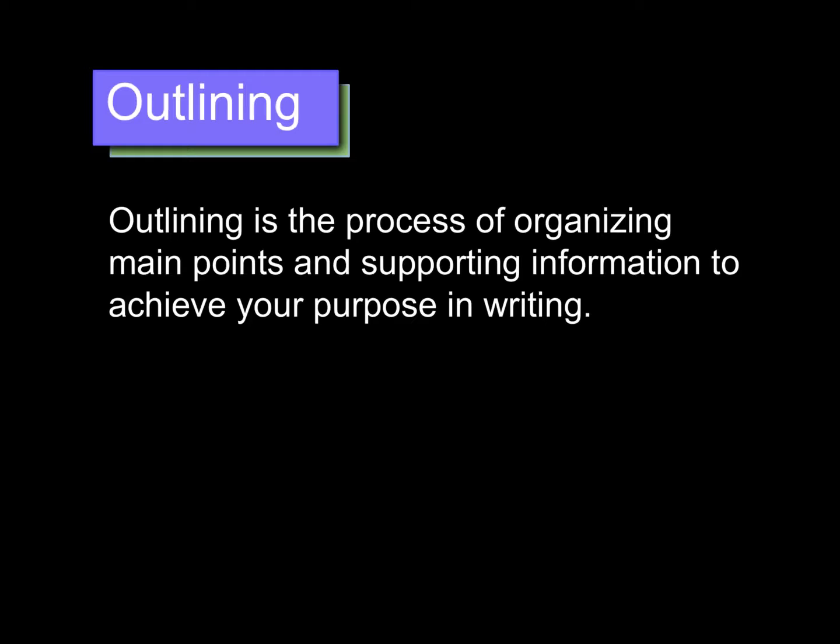Outlining is the process of organizing main points and supporting information to achieve your purpose in writing. There are different methods for creating an outline. Personally, I take a two-step approach, which includes first webbing and then making the outline itself.